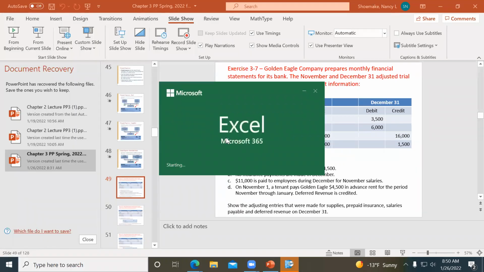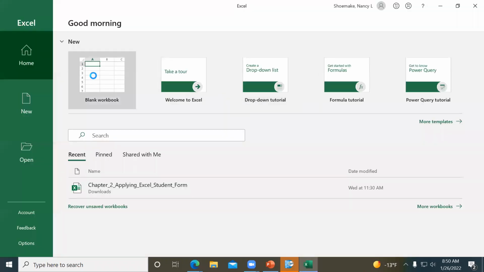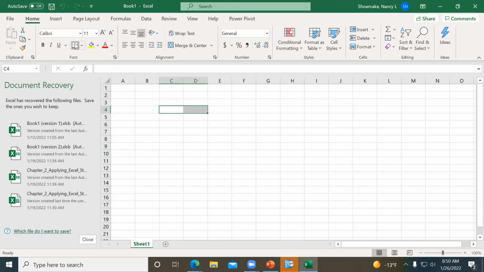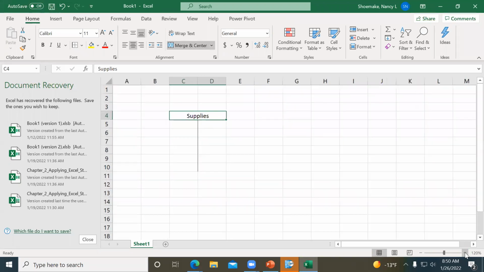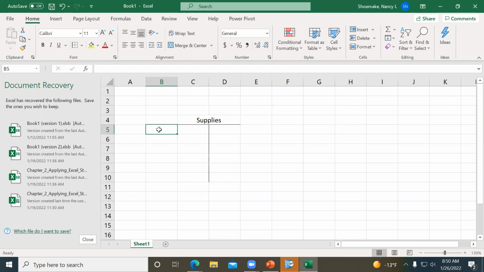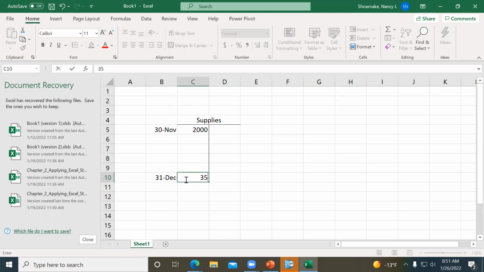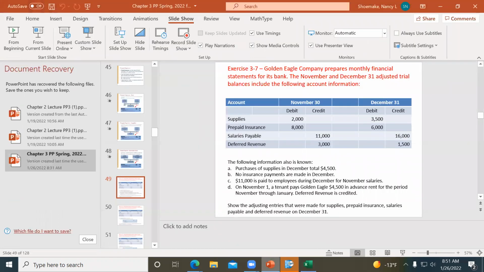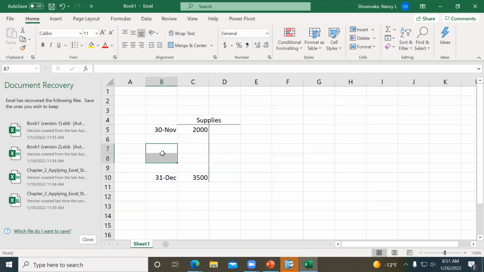Just so you understand. Supplies. Is the account here? And it tells us it started with 2,000 on November 30th. Then it says at the end of the period, December 31st, it was at 3,500. Guys, it tells us during the month it purchased $4,500. So let's just say on December 10th, it purchased $4,500.